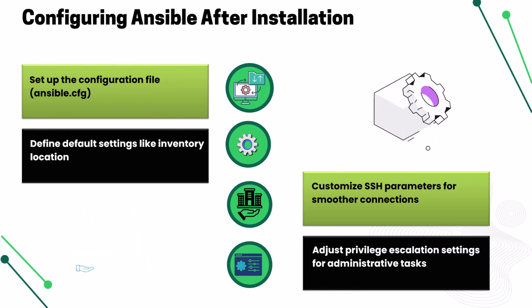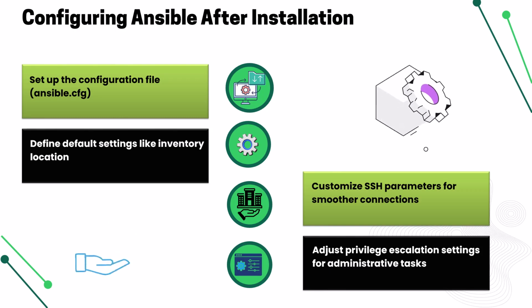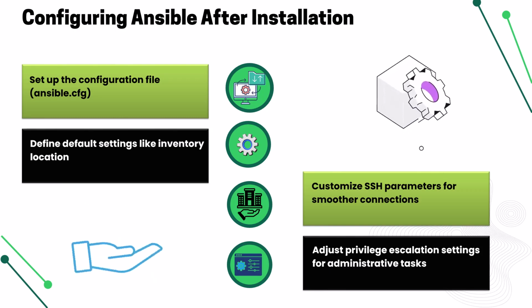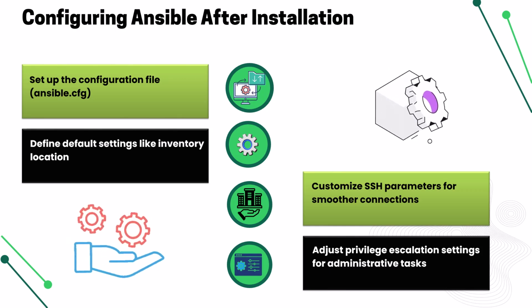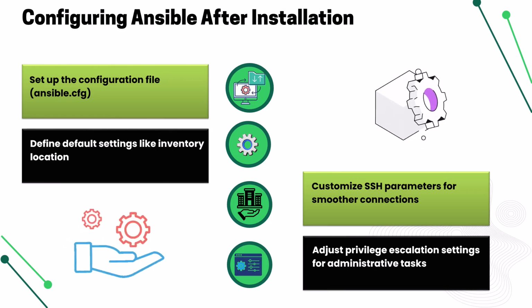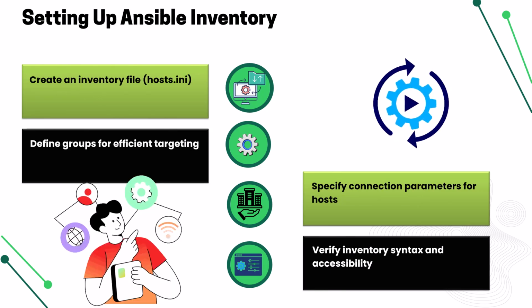Alright folks, first things first. Ansible doesn't come fully tuned out of the box, so we need to tweak the ansible.cfg file. Think of it as setting up your coffee machine. If you don't adjust it, you'll get weak coffee, and nobody wants that. We specify inventory locations, make SSH connections snappier, and fine-tune privilege escalation. Because who likes permission errors? Nobody.